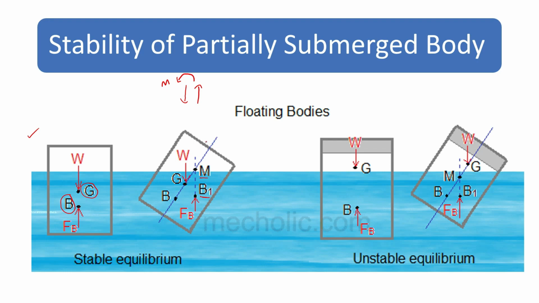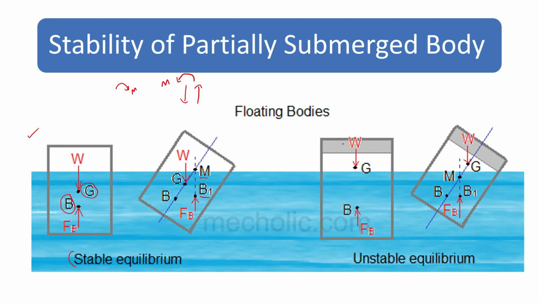Similarly, when the body is given a leftward shift, when it is tilted to the left side, a clockwise moment will be created, which causes the body to come back to its initial position. That is why the body is stable, and this is called the stable equilibrium condition.